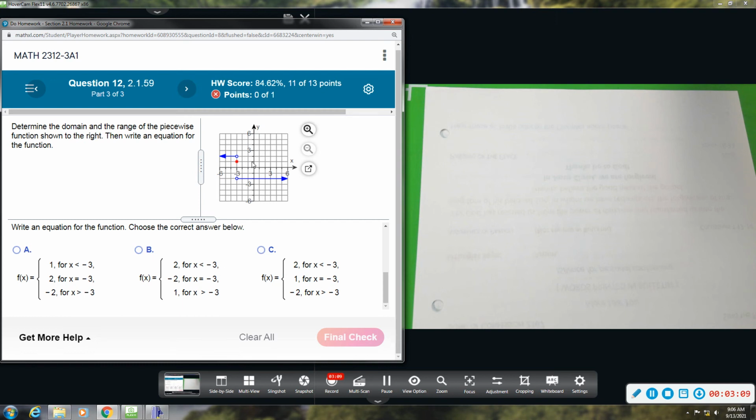Now this 1 point is just 1 when x is -3. So 1 for x equals -3. So out of these two, B and C, one says x equals -3, one says greater. So C would match once you start looking at each piece one at a time.